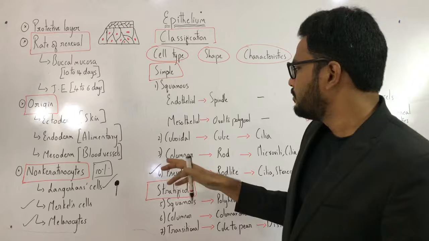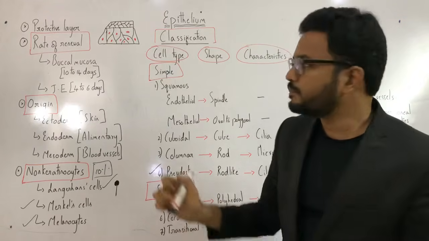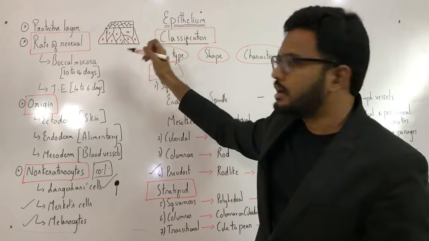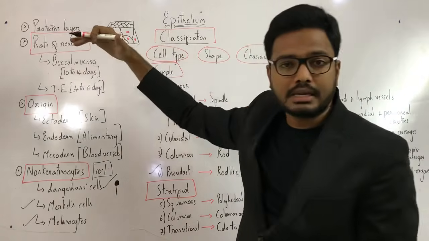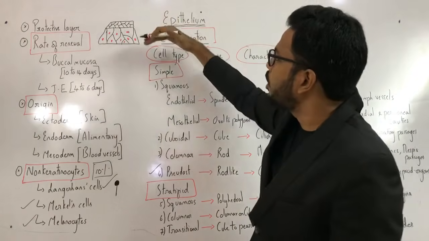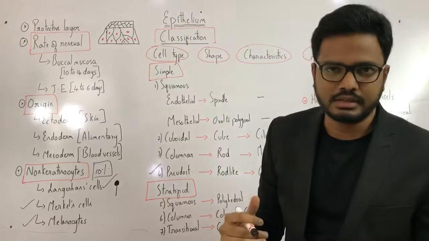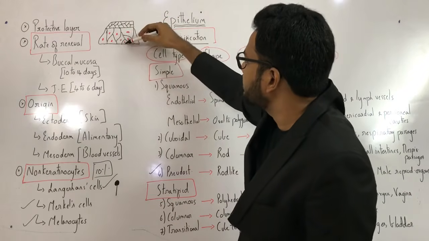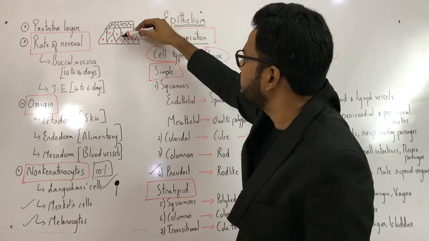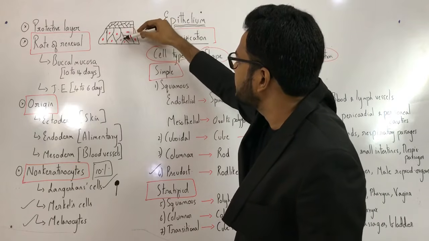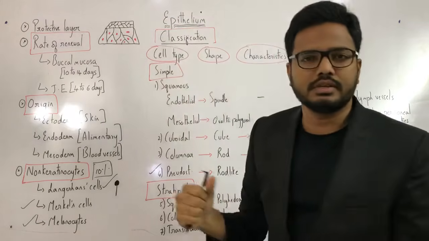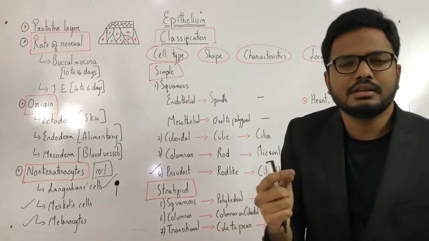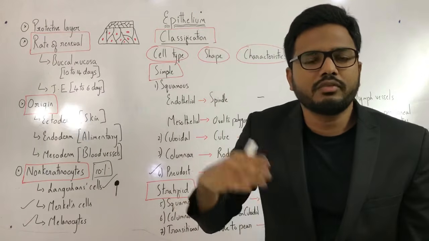That's clear. But in case of pseudo stratified, all the cells are in contact with your basal lamina, but few cells do not reach the top surface. As you can see here, all cells more or less have contact with your basal lamina, but few cells, as you can see here, these few cells are not coming to the surface. So this gives us a false appearance of multiple layers.